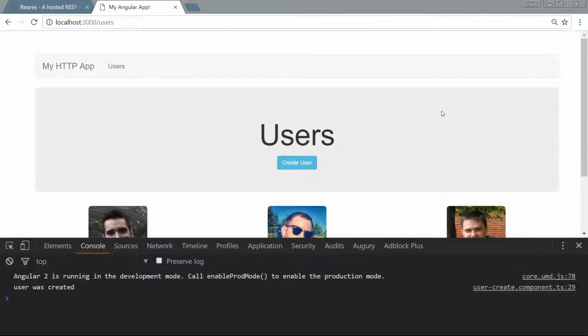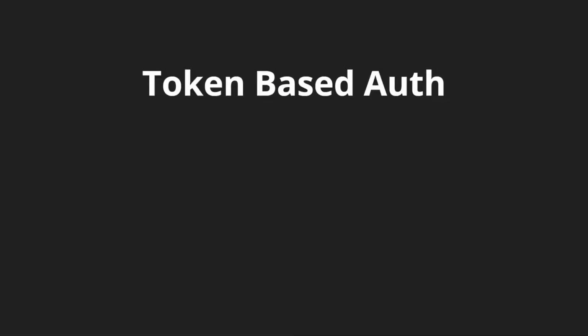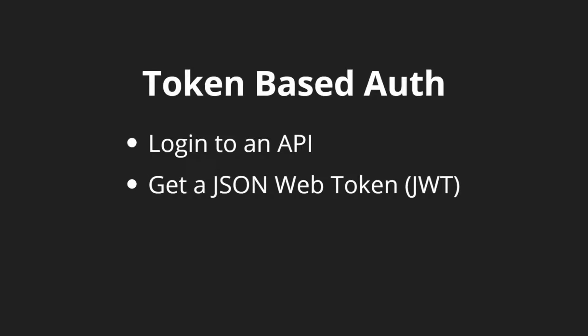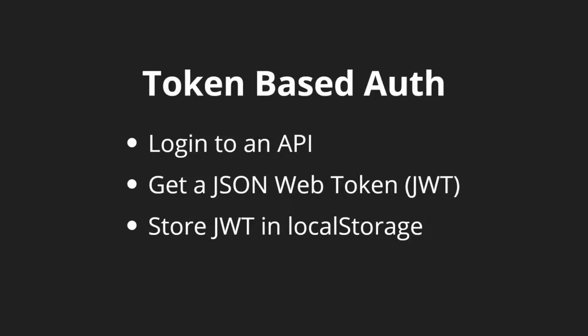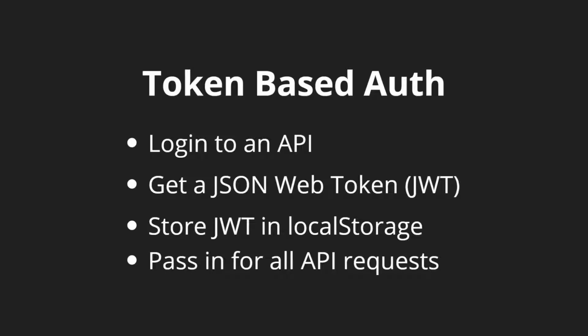To get into this though, let's talk a brief overview of how auth with tokens would work. In token-based authentication, we're going to go ahead and log into an API. By logging into an API, that API will give us a JSON web token, or a JWT. We're going to store that JWT in local storage for our browser storage. And whenever we want to make a request to that API, we'll pass in that JWT. And that's how token-based auth, as a really quick, really simple overview, will work for us.